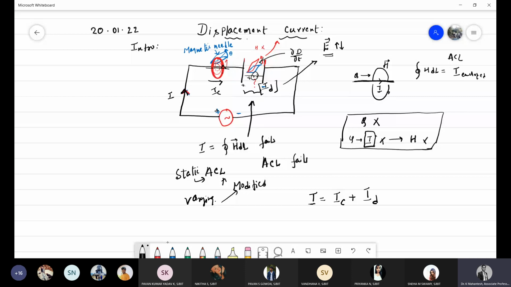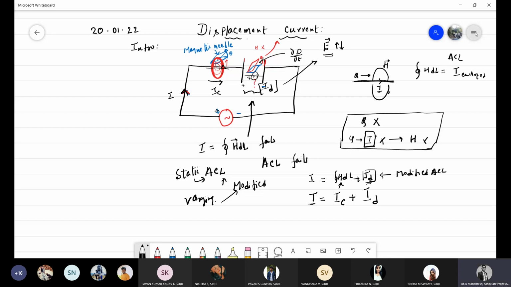So here I could replace this. What is Ampere circuital law? I is equal to the line integral of H dl. So this is conduction current plus JD. What is this JD term? This JD term is nothing but displacement current density. It is the amount of current flowing through the surface of a given area. So I'll introduce this new term, and this is the modified Ampere circuital law. Hope you understood this concept.